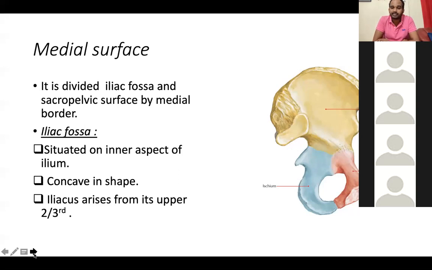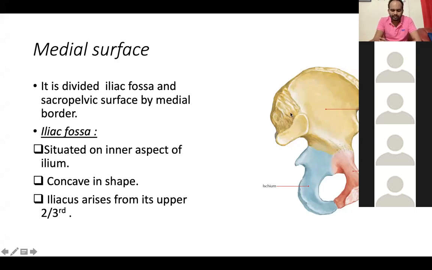And next, the medial surface. If you see the medial surface of the ilium, as you know, it has two parts. This is the iliac fossa, and this is the sacropelvic surface, which is divided by what border? Medial border. Very good. So this medial border is dividing the medial surface of the ilium into the iliac fossa and the sacropelvic surface.